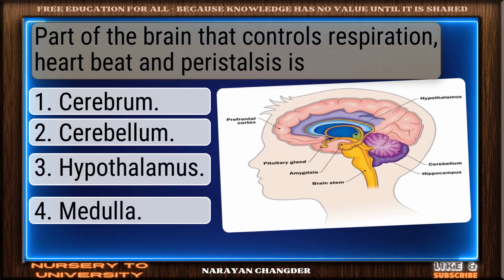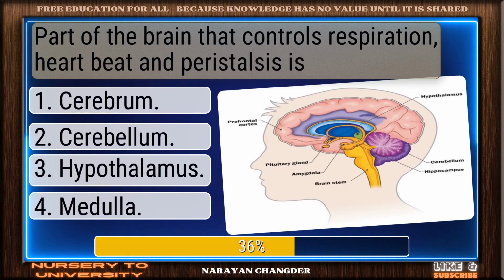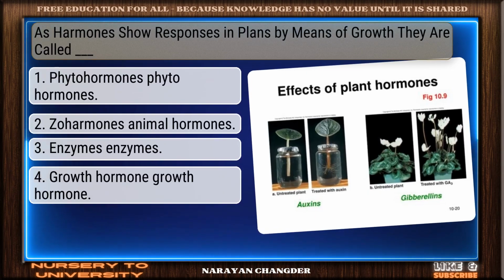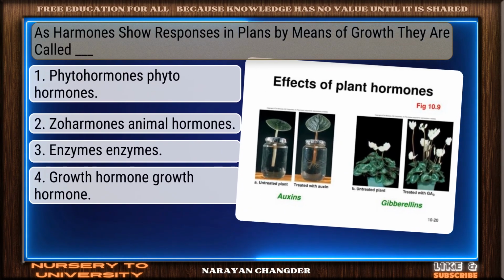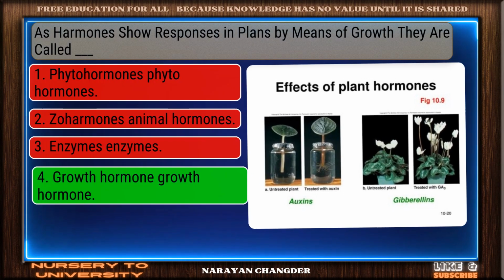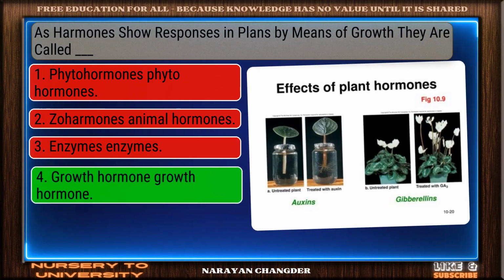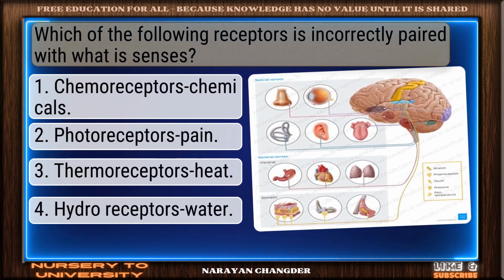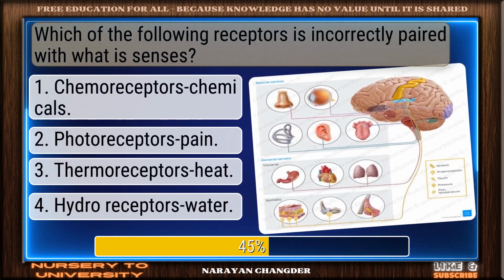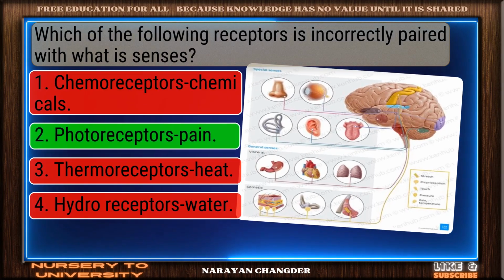Part of the brain that controls respiration, heartbeat, and peristalsis is... You chose medulla, correct? As hormones show responses in plants by means of growth, they are called dash. Great thinking. Growth hormone is right. Which of the following receptors is incorrectly paired with what it senses? Valid point. Photoreceptors, pain is true.